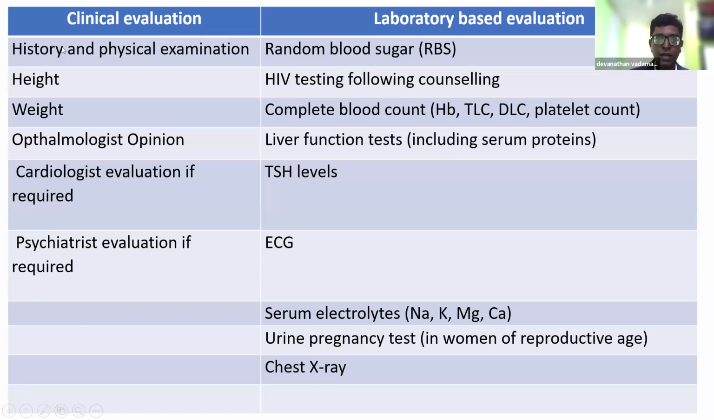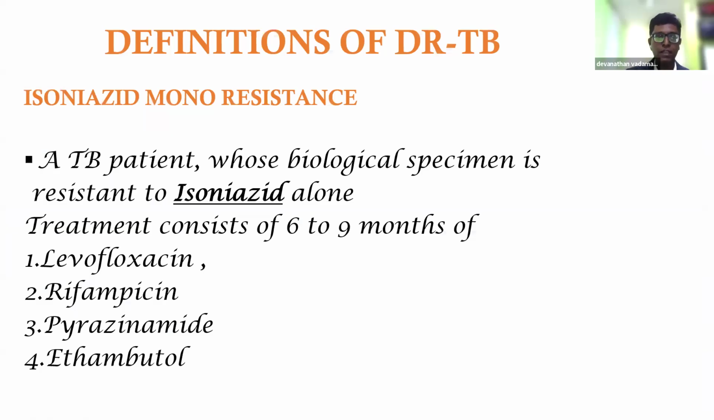Electrolyte abnormalities should be checked, and a urine pregnancy test and baseline radiographic assessment, a chest X-ray or CT scan, should be done. As already told, isoniazid resistance can be found with the first line LPA, the line probe assay. The first line LPA report will say MTB detected, isoniazid resistant, rifampicin sensitive.